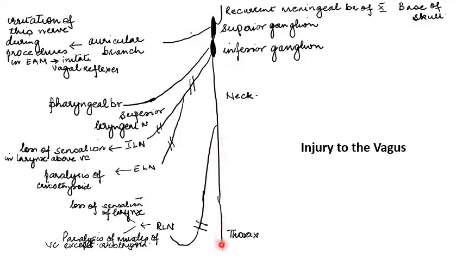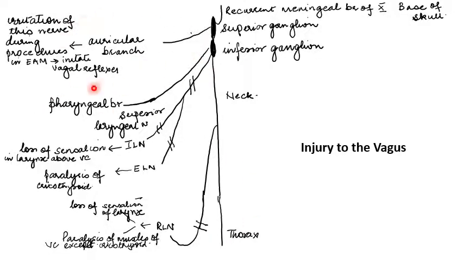Within the thorax also, we've seen that it has a long course. Now, anywhere in its course, it can get injured, and that injury would result in, as we've seen earlier, loss of sensation and motor paralysis of certain muscles. So we need to find out what will happen and how can we test it and come to a conclusion that the vagus is injured.